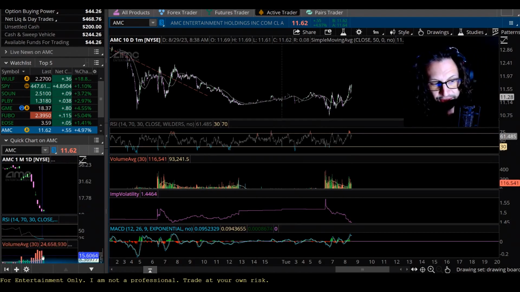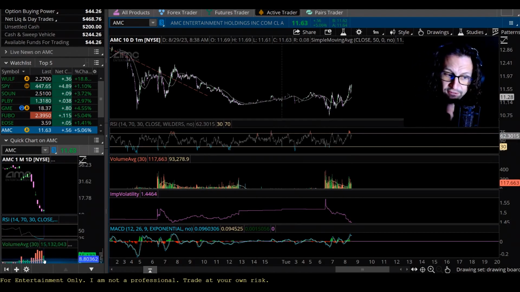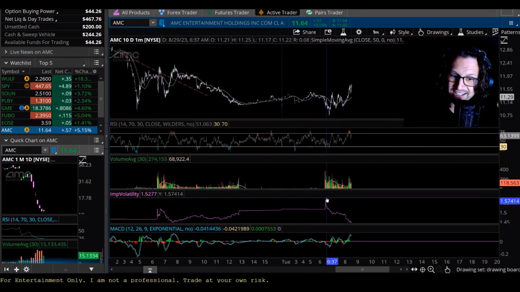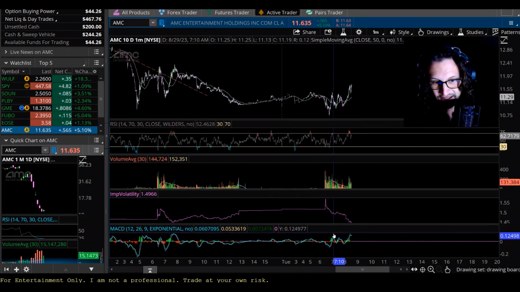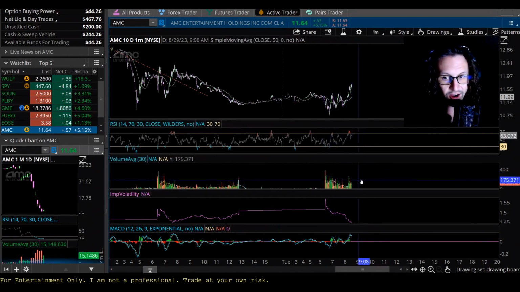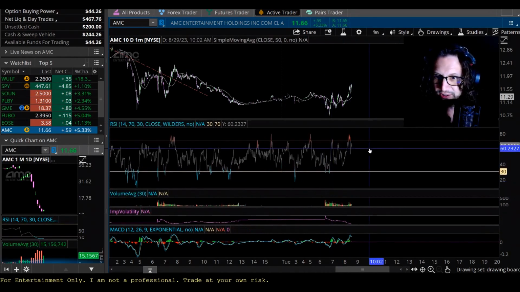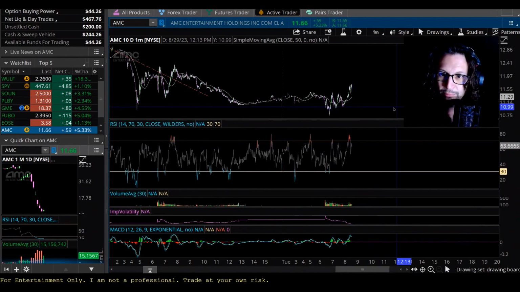Volume right now is way above the 30-period average, and we've only been trading for a couple hours, so that's pretty impressive. This is looking really good right now. Implied volatility here is dropping precipitously, and this is good. If you're bullish, you want to see implied volatility go down because it's been rising on the downtrend. The MACD here is going to be swinging wildly. Tons of volume coming in here. The RSI is reaching strongly into overbought.